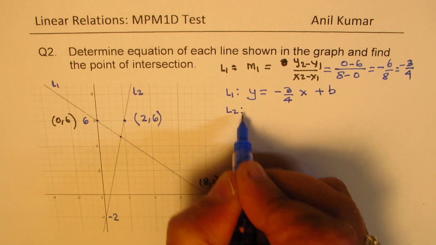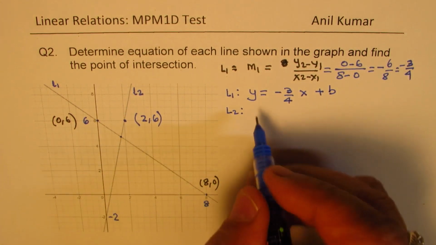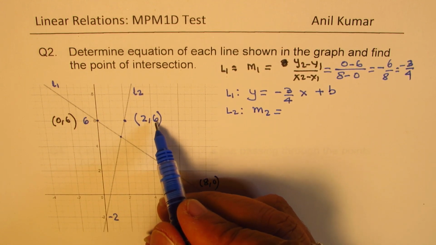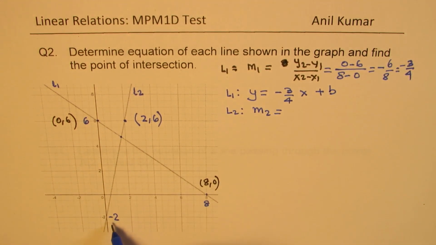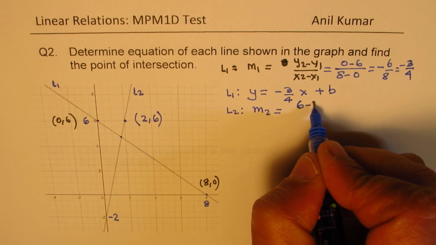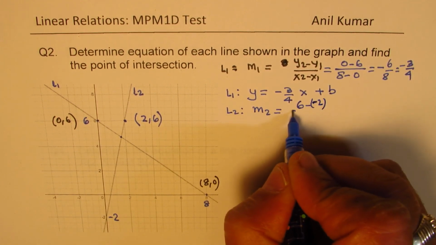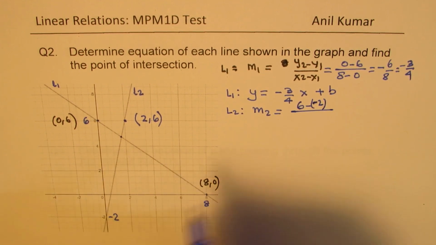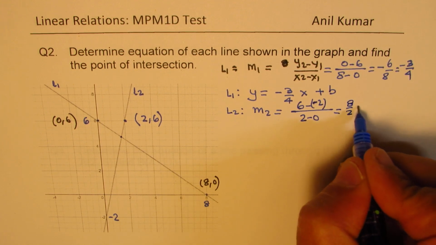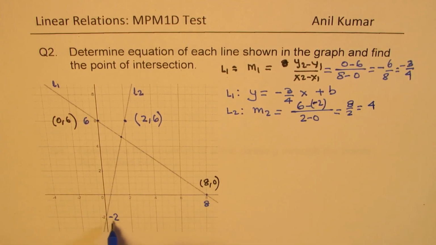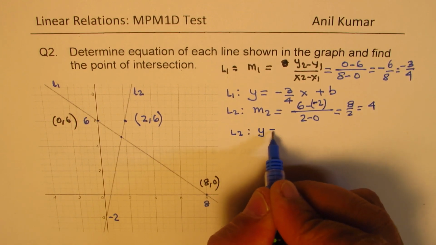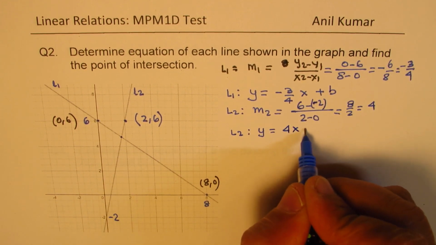Line 2. Slope of this line is what? Let's find out the slope of this line. So y values are 6 and minus 2. These are the y values. So we have 6 minus 2 over 2 minus 0. So that means 8 over 2, which is 4. And the y-intercept is minus 2. So the equation of line 2 is y equals 4x minus 2.